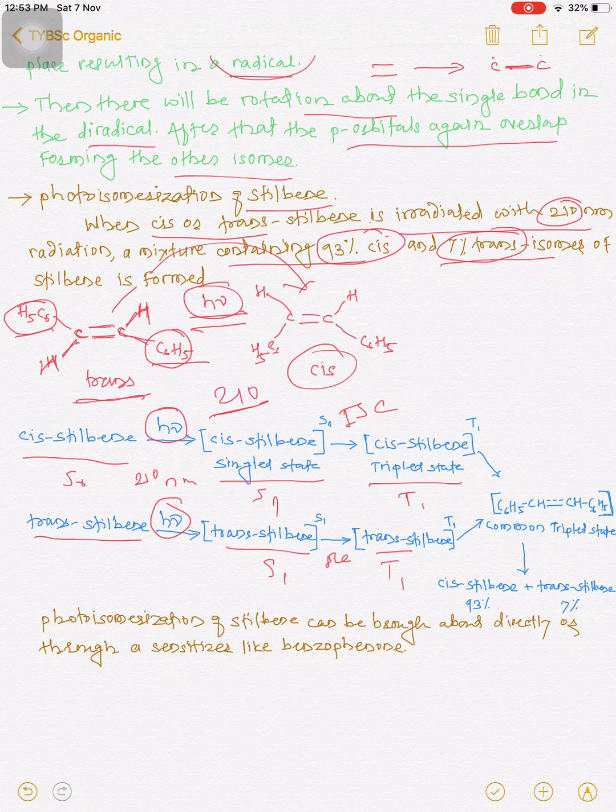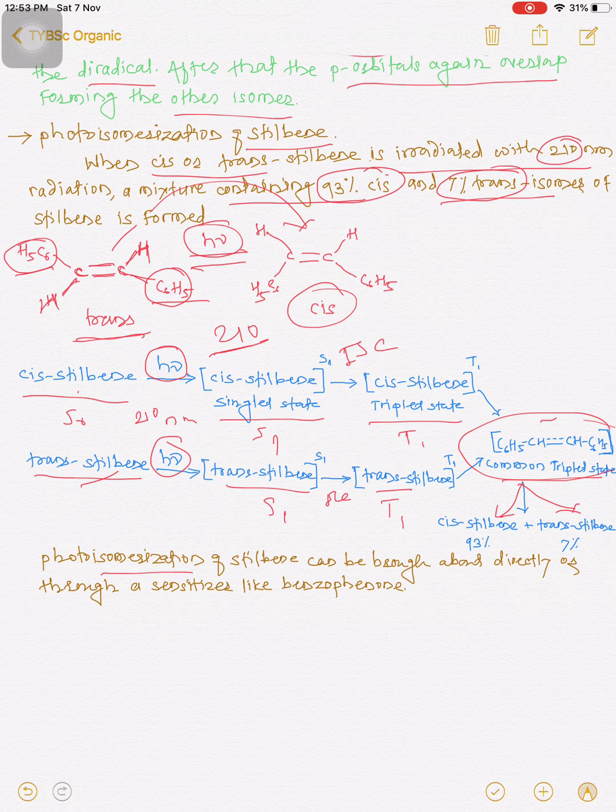Then these molecules, the cis molecule becomes trans and the trans molecule becomes cis. So this is a common triplet state of the stilbene molecule, and this common triplet state molecule gives a cis molecule of 93% and trans of 7%. So photoisomerization of stilbene can be brought about directly or through a sensitizer like benzophenone.